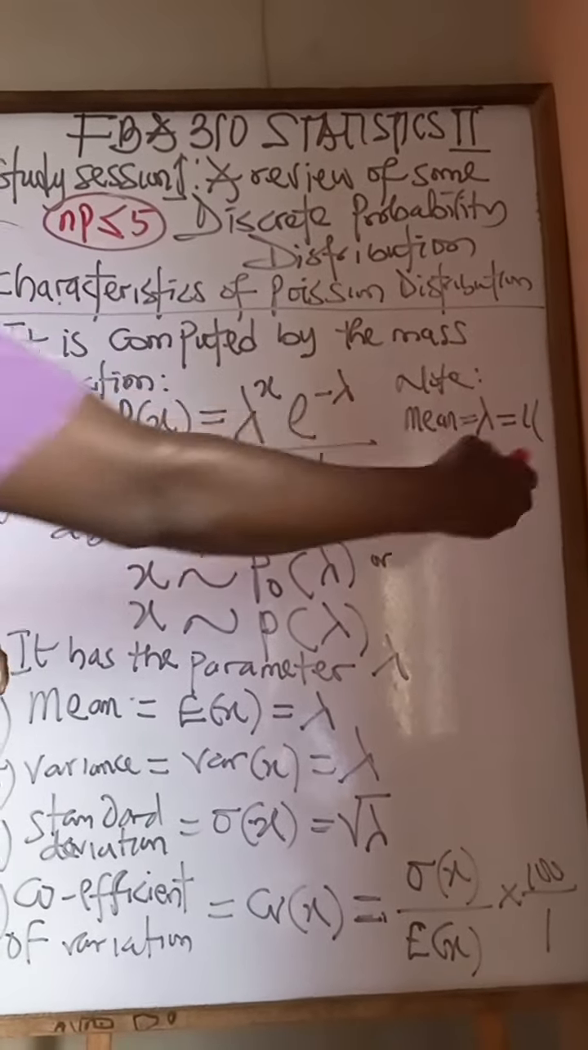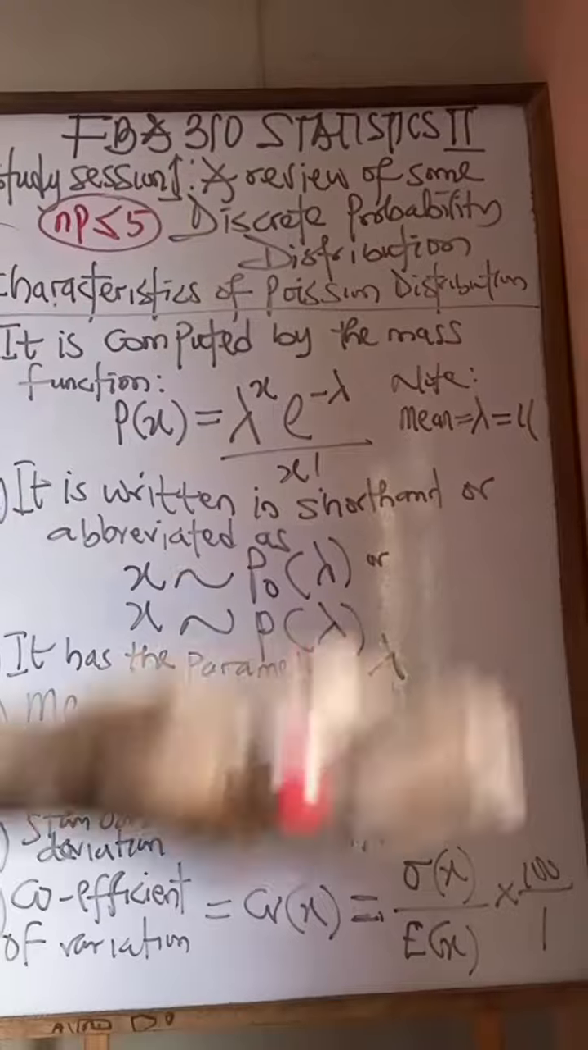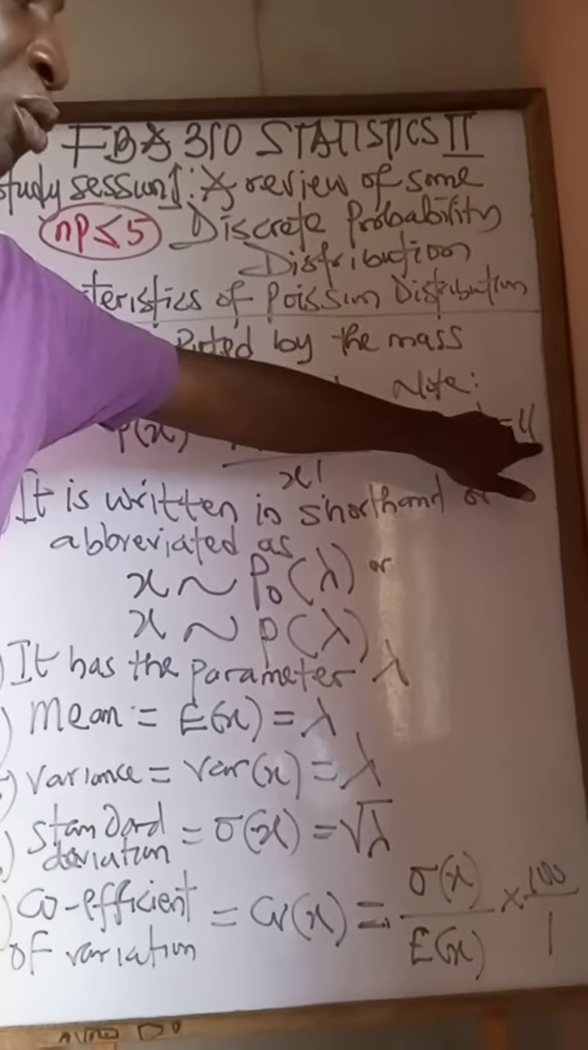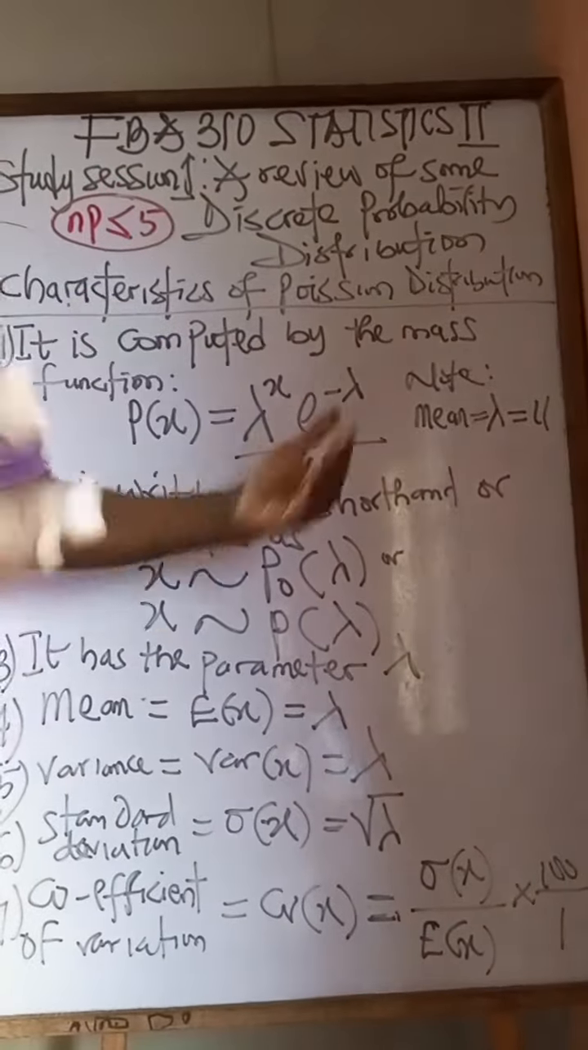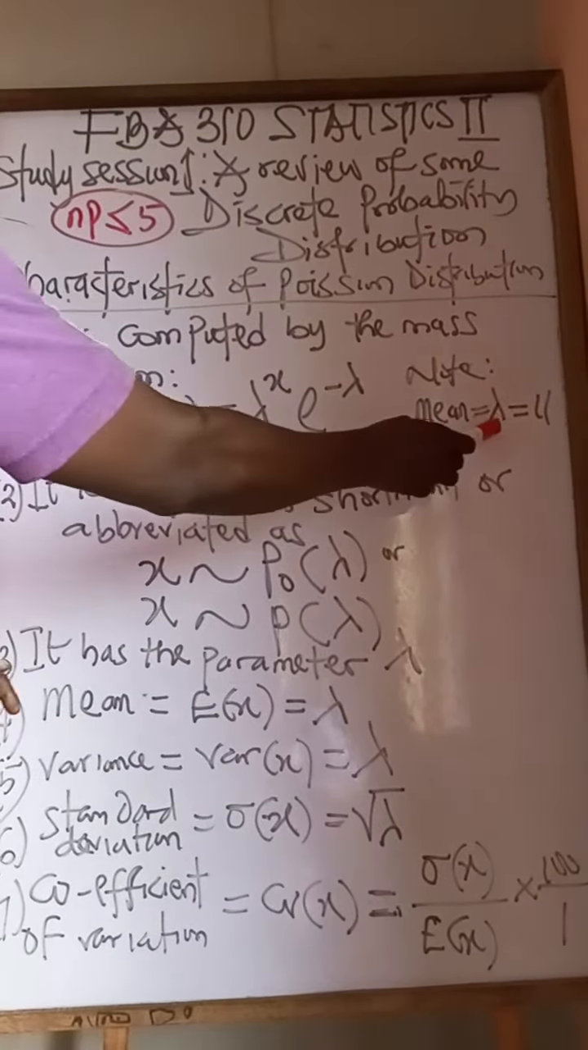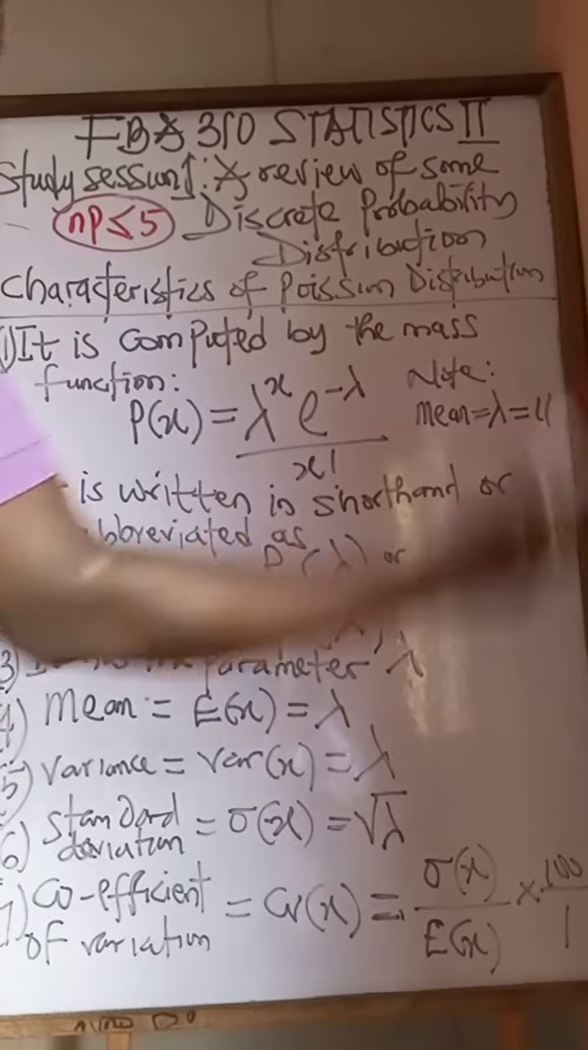Are you with me? When we get to normal distribution, you get to know that this is called the mean as well. We use this under normal distribution. So the two can be used simultaneously. But this one is used for Poisson, while this one is used for normal distribution.